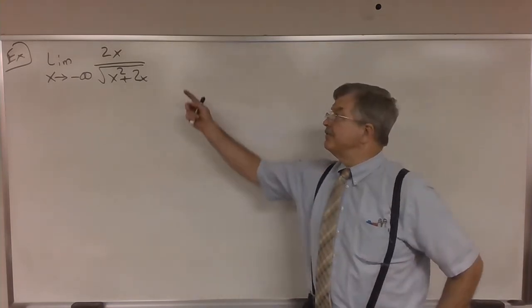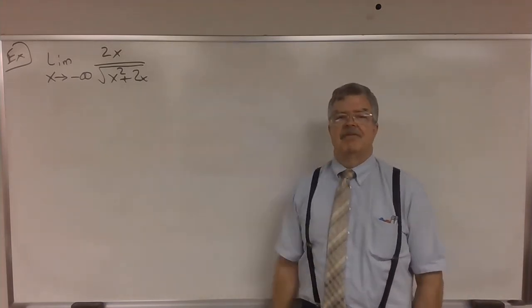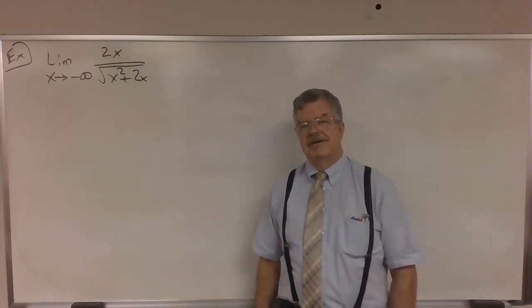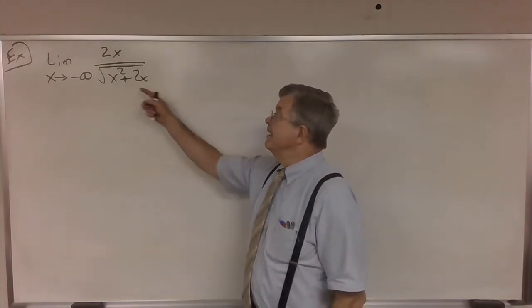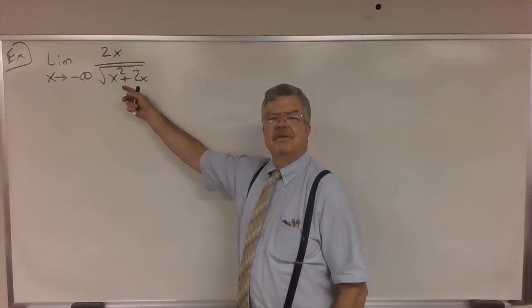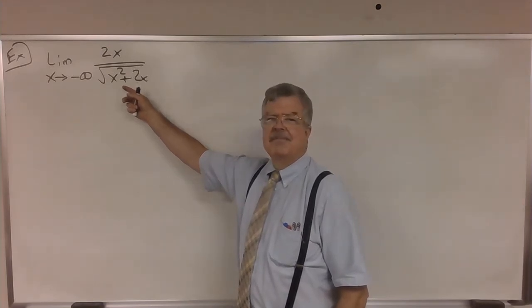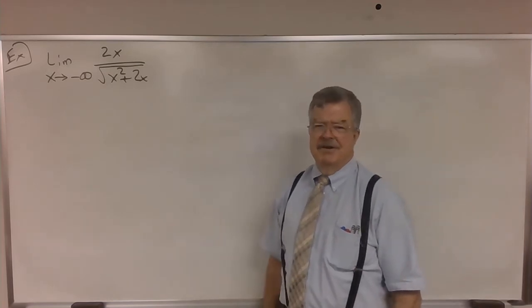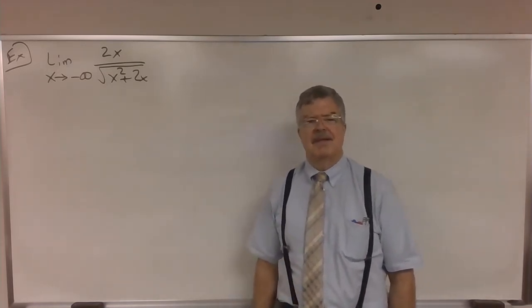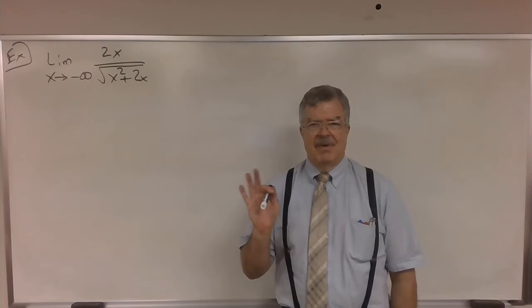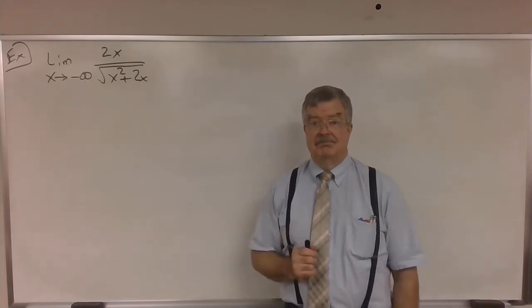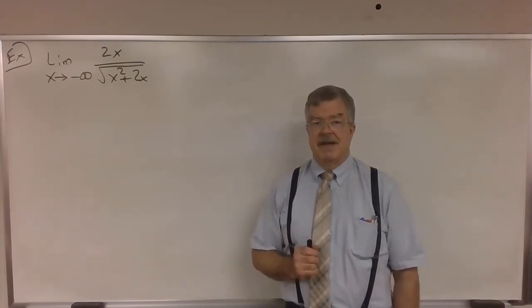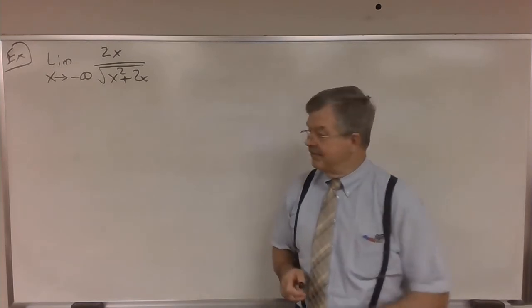One type of exercise is the type above, where we have the limit as x goes to plus or minus infinity, and there's a radical either in the numerator or the denominator. Before I work this example out, we're going to have to make some preliminary observations.